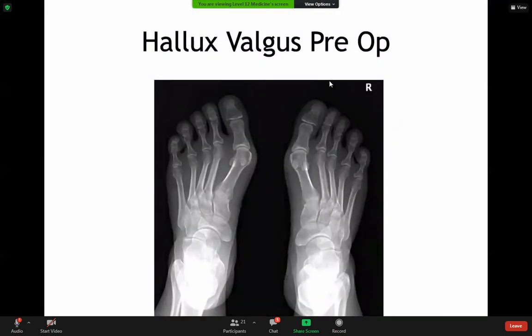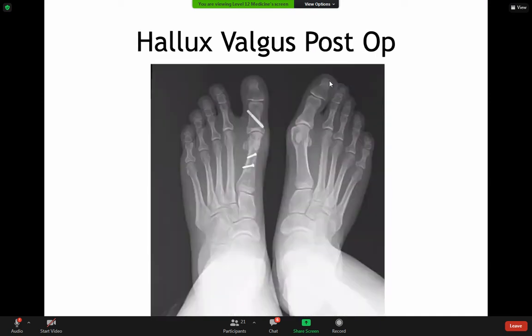Okay, so this is an X-ray of a patient with hallux valgus pre-op, and you can see the hallux valgus angle between the first metatarsal and the phalanx is high. The intermetatarsal angle is high. The interphalangeal angle is also high. And this is after surgery. You can see how everything has now straightened out in the left foot. The right foot is still not treated.